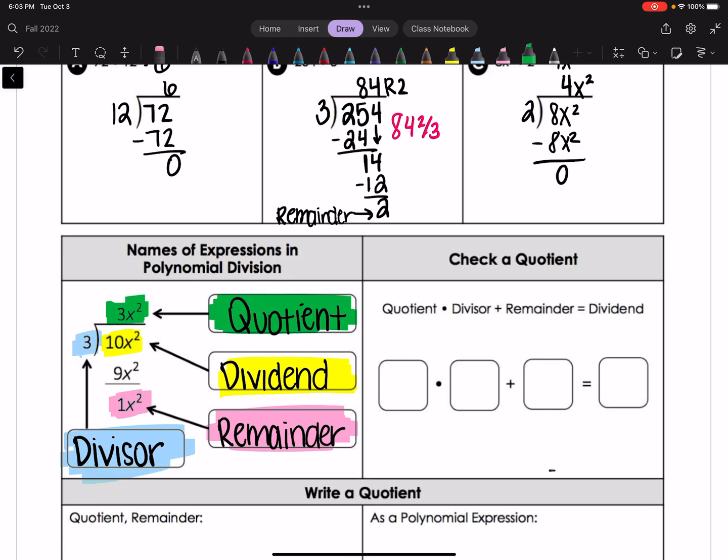We can also check a quotient to make sure that our division was done correctly. So we can do our quotient times our divisor plus our remainder is going to equal our dividend. So if we check it with this, we know 3x squared times 3 plus the remainder of 1x squared is equal to our dividend of 10x squared, and this is a true statement.